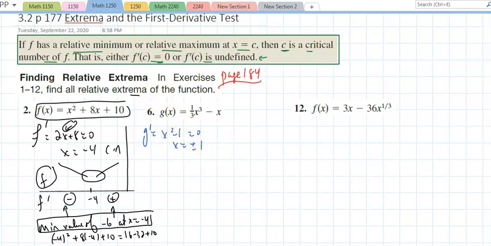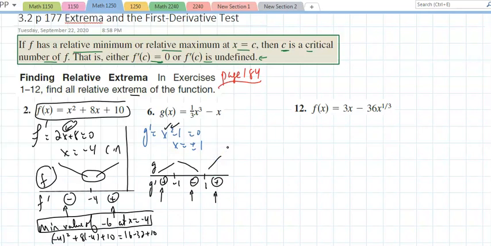In this case, I'm testing negative 1 and positive 1. This is g prime and this is g. I pick a point to the left of negative 1, say negative 2. Negative 2 squared is 4, minus 1 is positive. A point between negative 1 and positive 1, 0. 0 minus 1 is negative. And if I pick a point to the right, say 2, 2 squared is 4, minus 1 is positive. This function is increasing because the derivative is positive, then decreasing, then increasing.